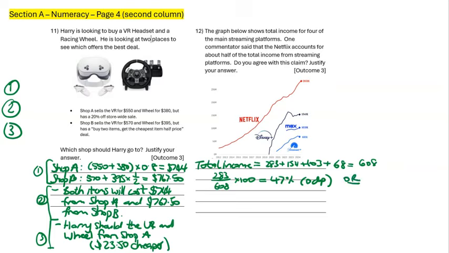Alternatively, you could have gone, well, 608 total divided by 2 is 304, and that there is pretty close to the 283 million that Netflix have. So you could have just compared the proportions instead of doing a percentage calc. I won't stress about that one too much, but you would get full marks with that approach as well. So that there is step number 1, right?